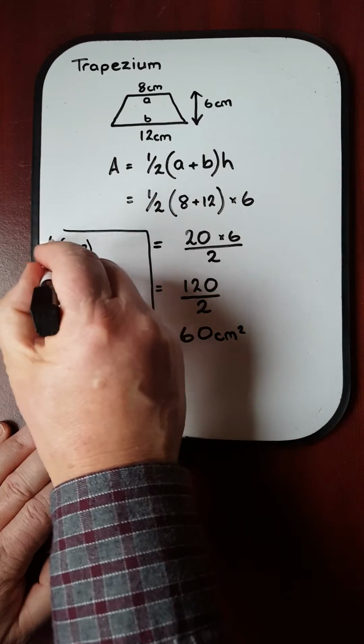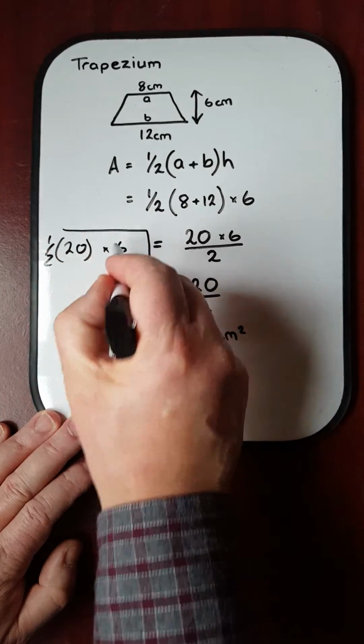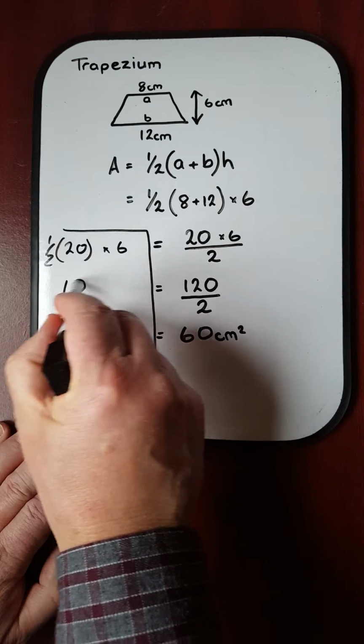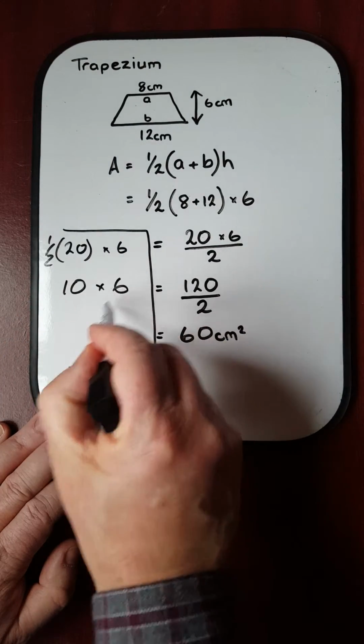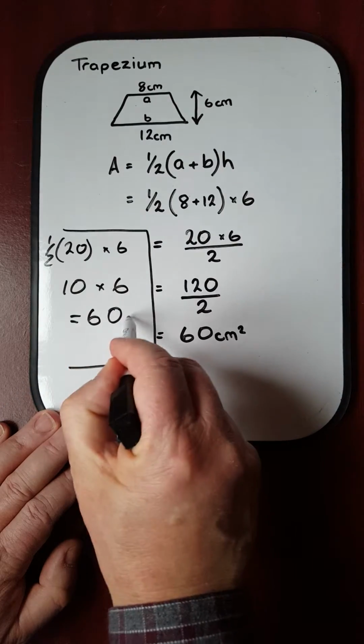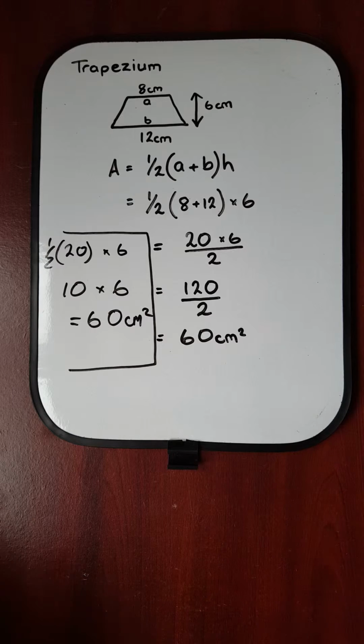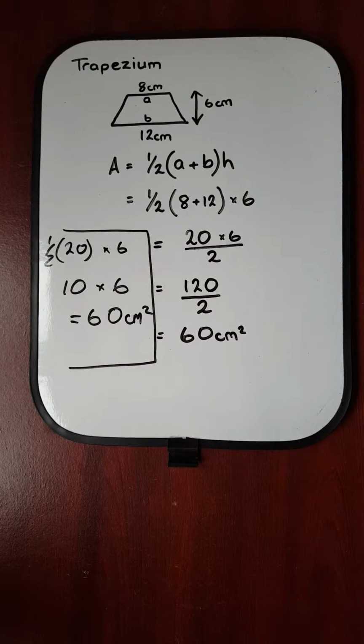and we could have had half of 20 times 6. We could have started by doing half of 20. Half of 20 is 10 times 6, which still equals 60 square centimetres. Whichever way round you do it, you're going to get the same answer. So don't worry about there being a specific order to it.